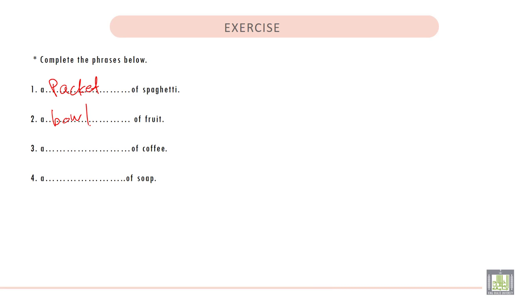Number 3. A blank of coffee. The correct answer is cup of coffee or jar of coffee. The last one, a blank of soap. The correct answer is bar. A bar of soap.